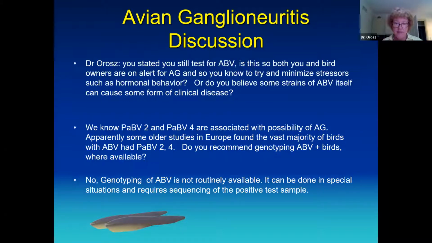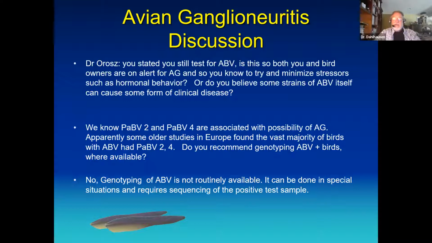Okay, next. It says we know PABV2 and 4 are associated with the possibility of avian ganglioneuritis. Older studies in Europe found the vast majority of birds with ABV had PABV2 or 4. Do you recommend genotyping positive birds? The genotyping really is not routinely available. Basically, it can be done in special situations, or if you're doing research, but it's going to require sequencing of the positive test sample. And routinely, that's just not really available.